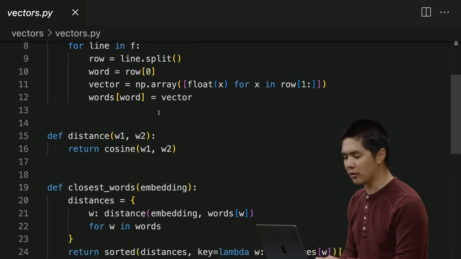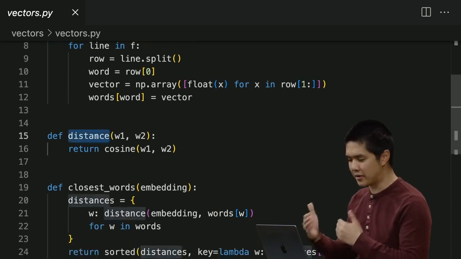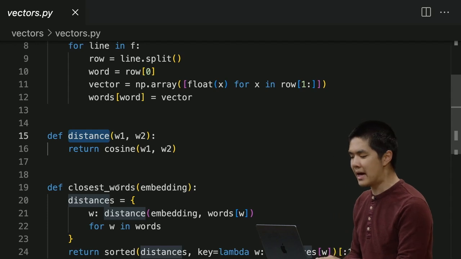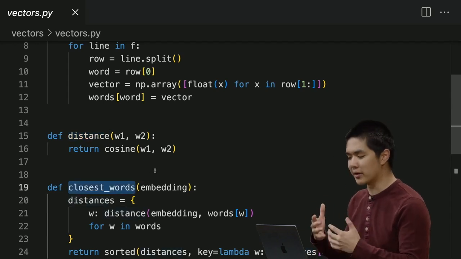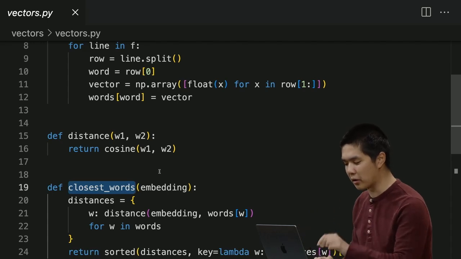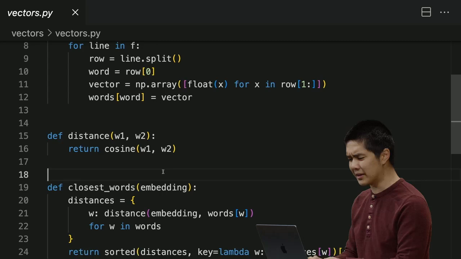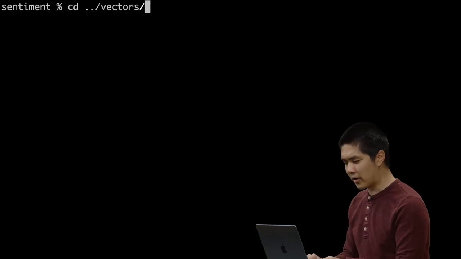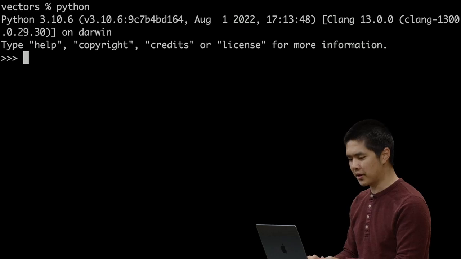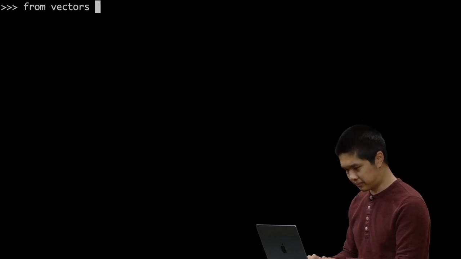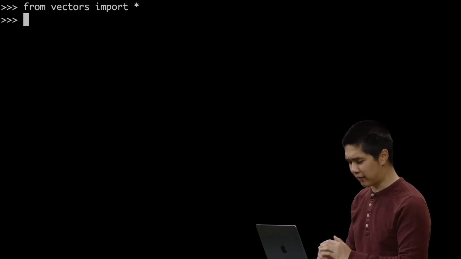And we also define some useful functions like distance to get the distance between two word vectors, and closest words to find which words are nearby in terms of having close vectors to each other. And so let's give this a try. We'll go ahead and open a Python interpreter.